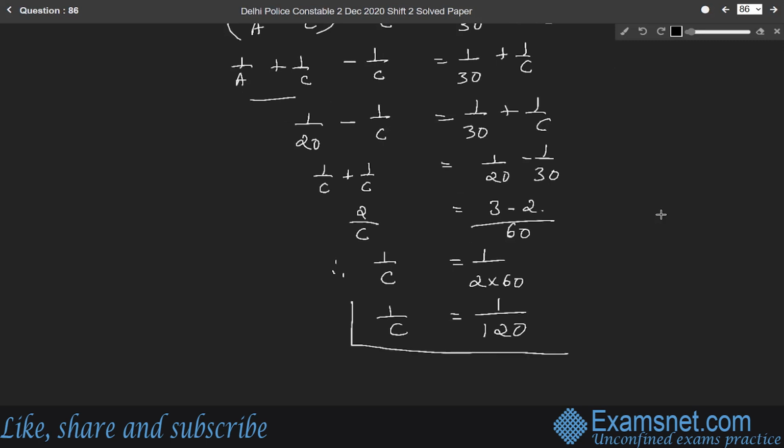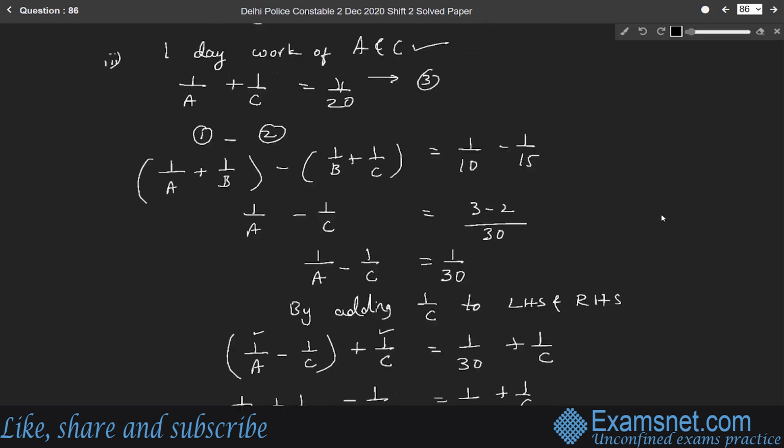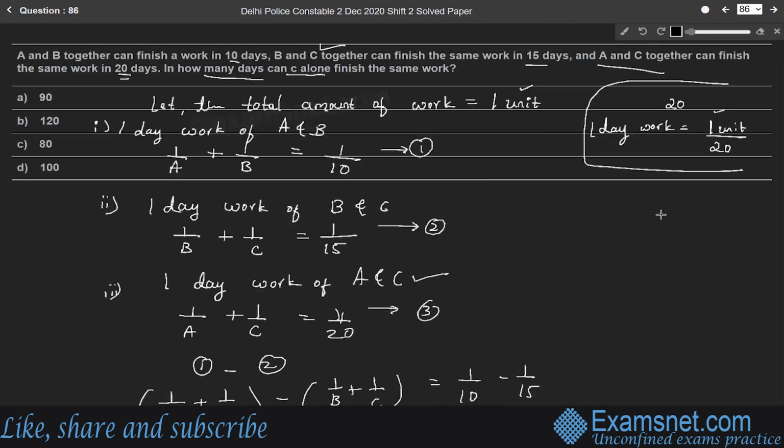What is 1 by C here? It is the amount of work done by C in 1 day. So C takes 120 days. Therefore, the number of days C can alone finish the same work, right, is 120 days. Option B.